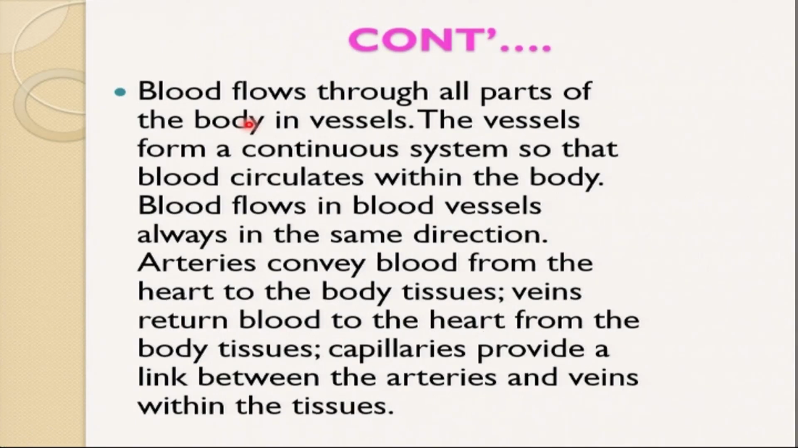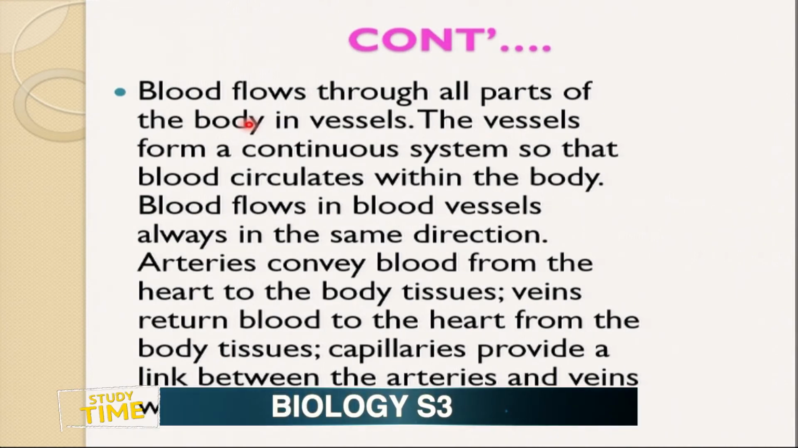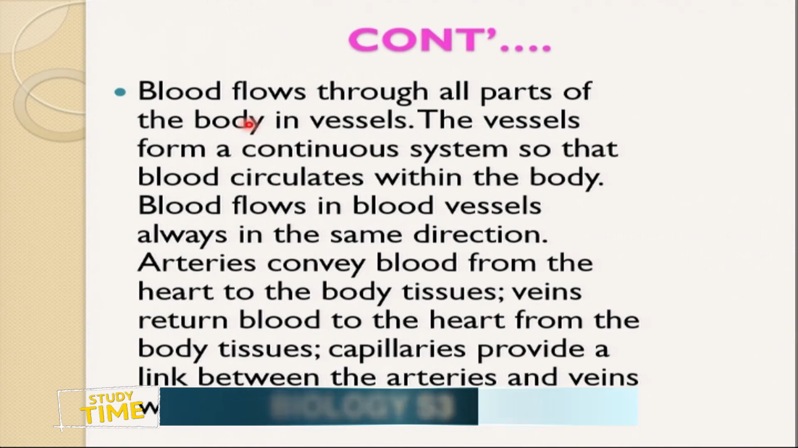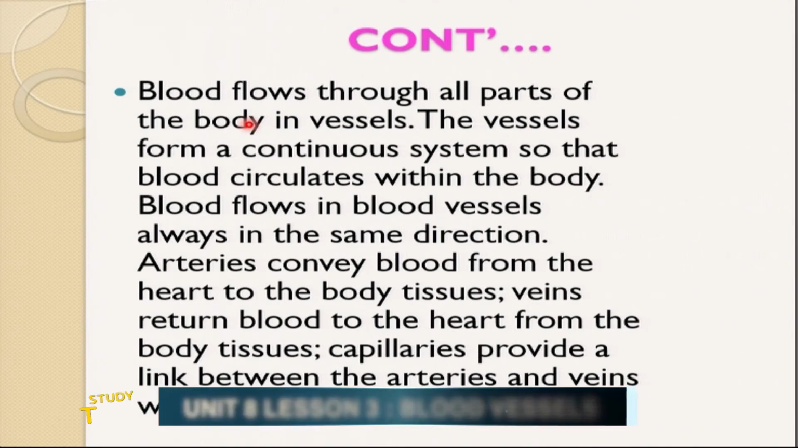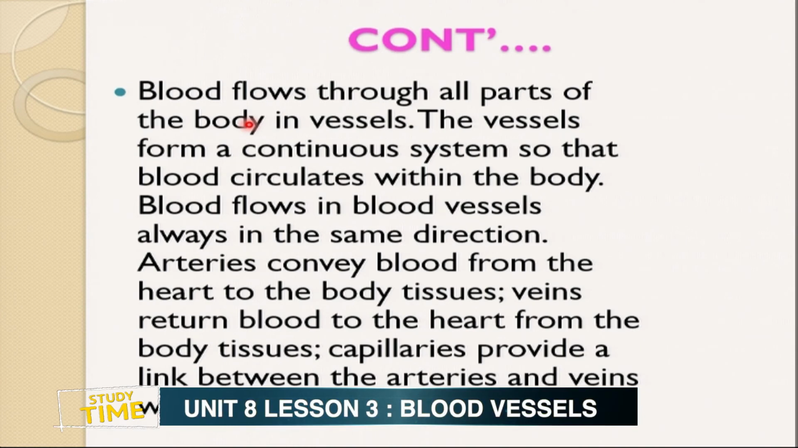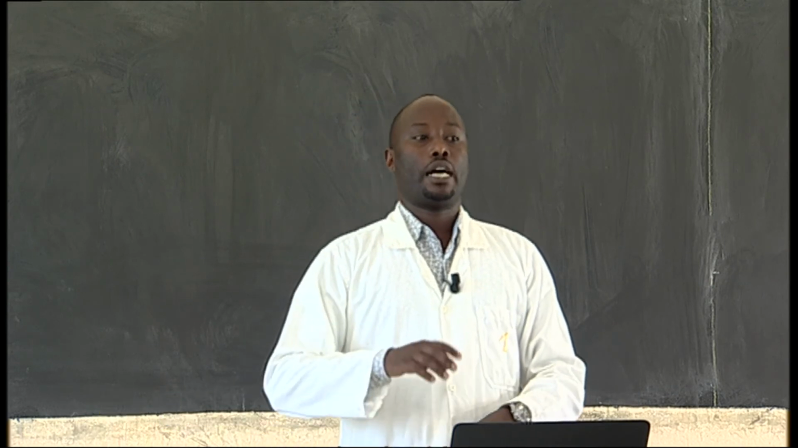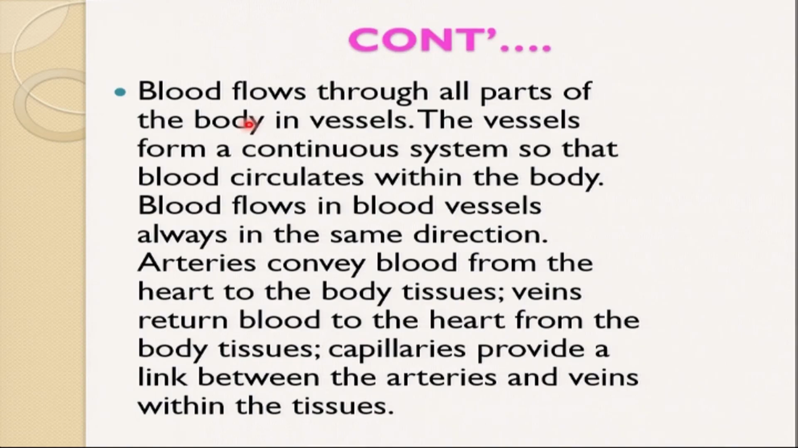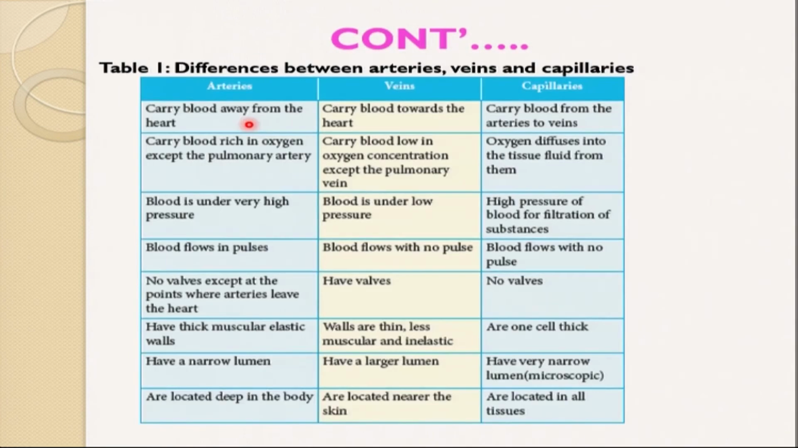The blood flows through all parts of the body in vessels. These vessels form a continuous system so that blood reaches all of the body. So the blood saturates the body because of these blood vessels. Blood flows in the blood vessels always in the same direction. Arteries convey blood from the heart to the body tissues, veins return the blood to the heart from the body tissues, and capillaries provide a link between arteries and veins within the tissues.